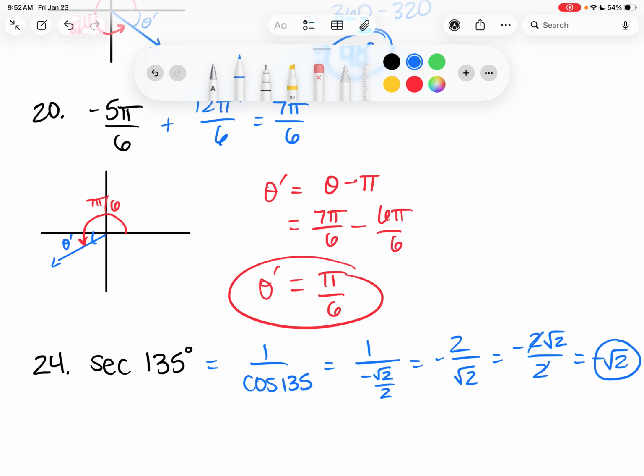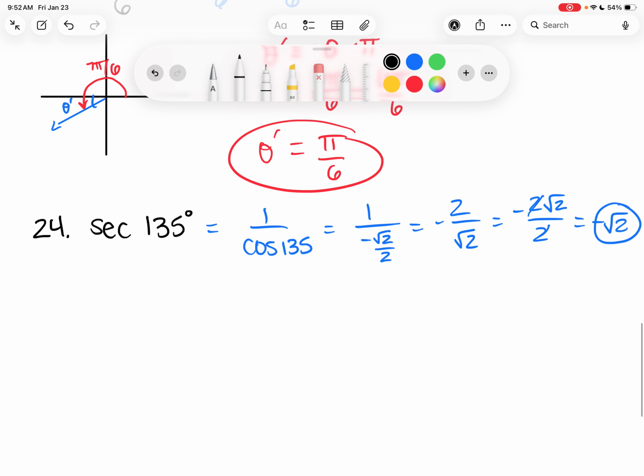Now, anytime that you see a secant of an increment of pi over 4, it's always going to be root 2. Whether it's positive or negative is based on whether cosine was positive or negative. Mathematically you can find it, but if you're really good at memorizing, you might just memorize that secant of an increment of pi over 4 is always root 2.